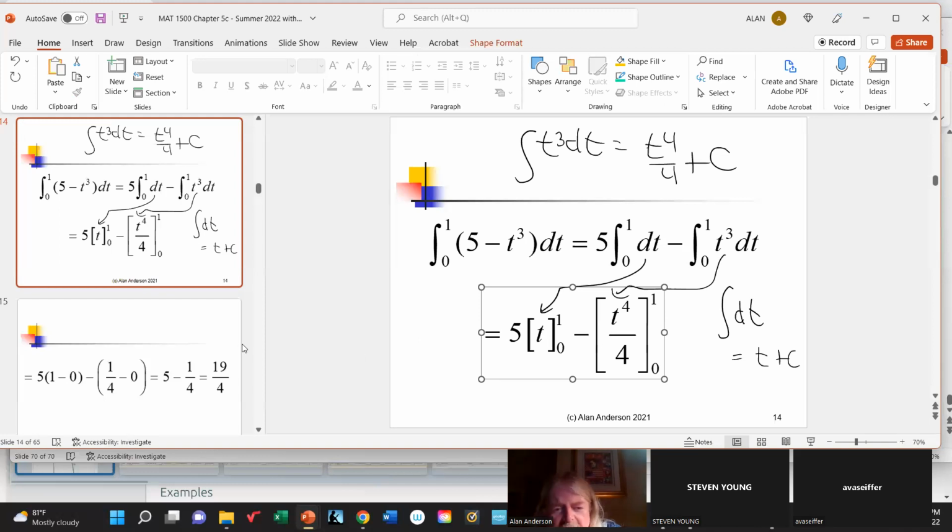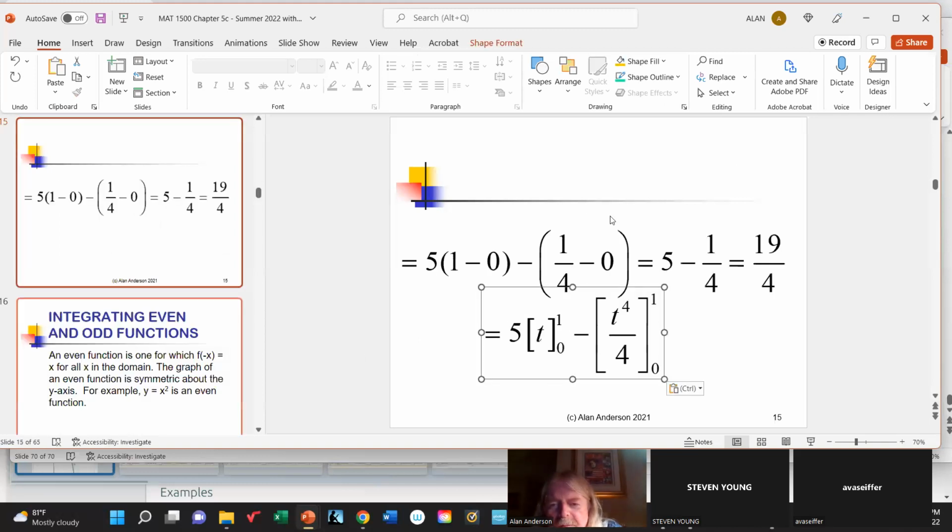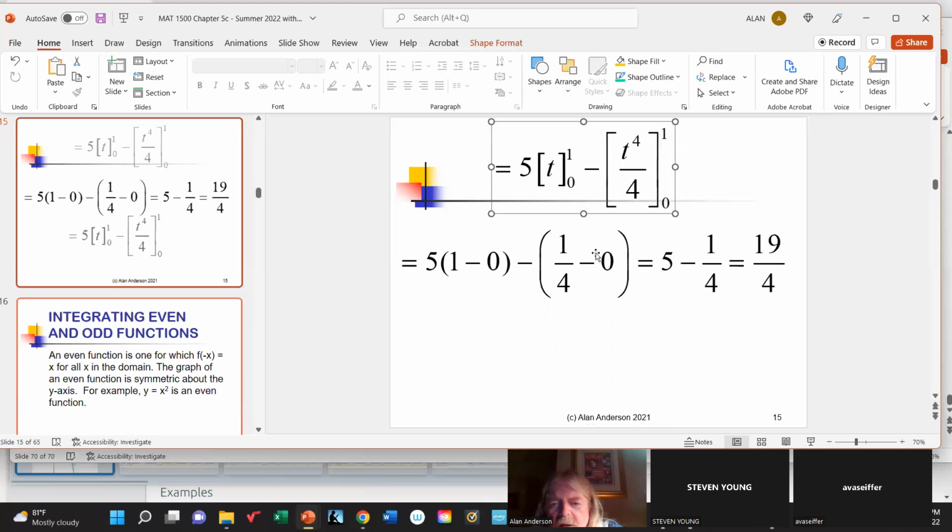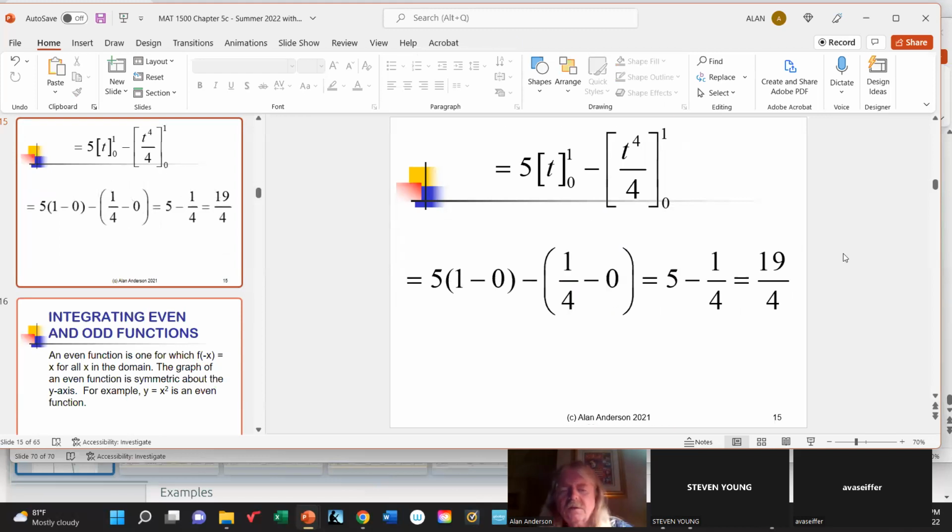Let me copy this into the next slide so we can refresh our memories. And so what have we done? The first term, we just have 1 minus 0 because we're substituting 1 and 0 into the t. Here, it's a little trickier. Remember, we have a negative here. And so we've got 1 to the 4th power over 4 minus 0 over 4. Technically, it's 0 to the 4th power over 4.